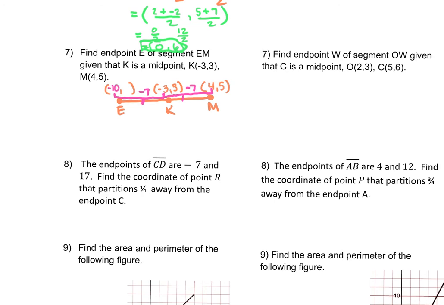All right, now we're going to do the same for the y's. So from 5, which is our y of our endpoint, to the midpoint, from 5 to 3, we subtracted 2. Now we're going to follow that same pattern from our midpoint y to our new endpoint y. We're going to subtract 2. So 3 minus 2 gives us 1. So our final endpoint, E, is -10, 1.